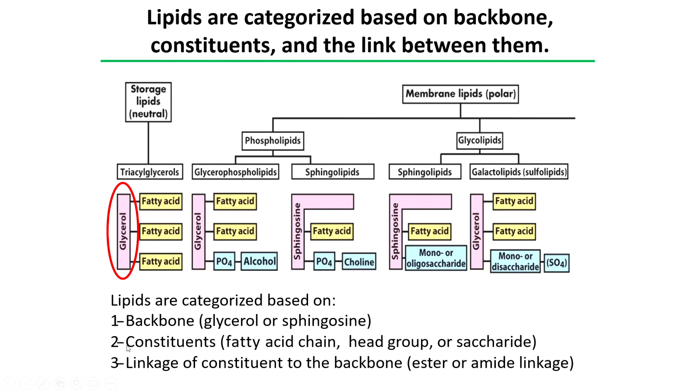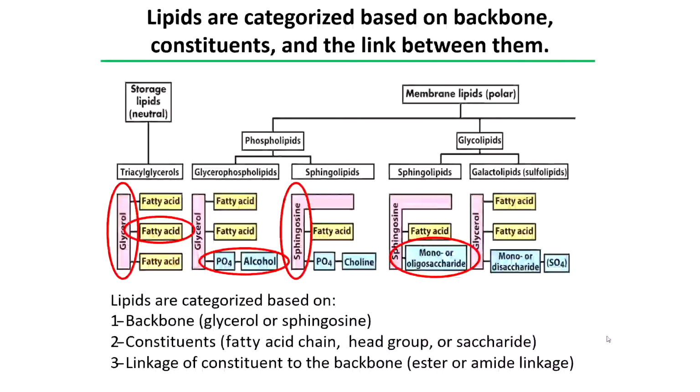And then we can also classify them based on the type of linkage that exists between the backbone and the constituents. So whether it's an ester linkage between carbohydrate groups, or whether it's an amide linkage between amino groups. I'm going to show you examples of all of these different types of things.